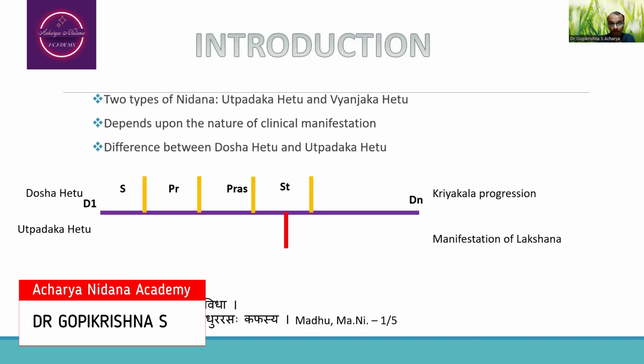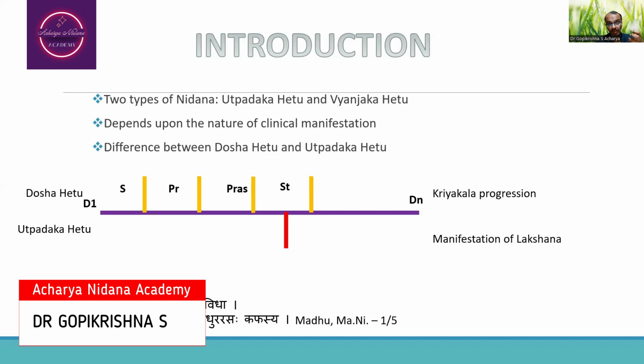Regarding the Utpadaka Hetu, that is of 2 categories, Utpadaka Hetu and Vyanjaka Hetu. These are actually made depending upon the nature of a clinical manifestation. The textual example given for the Utpadaka Hetu is Madhura Adi Rasa, whereas the textual example given for Dosha Hetu is also Madhura Adi Rasa. Now what is the difference between the two? That depends upon the clinical manifestation.